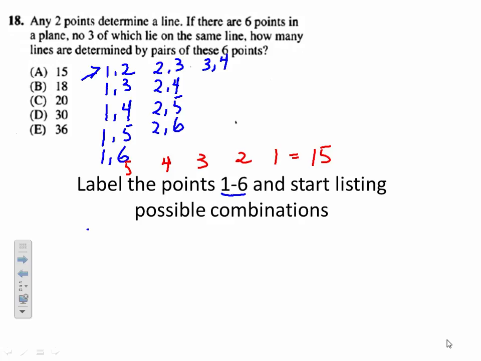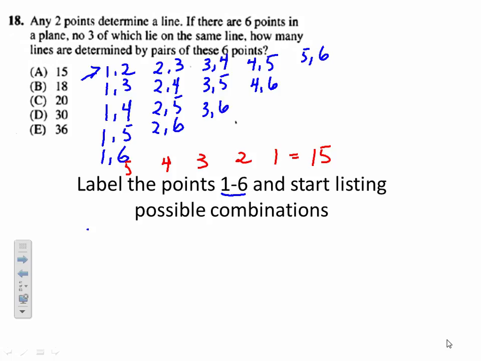Okay, so you have 3, 4, 3, 5, 3, 6, 4, 5, 4, 6, and then lastly 5, 6. So this is one way to do this problem. I think it's one of the faster ways to do this problem.